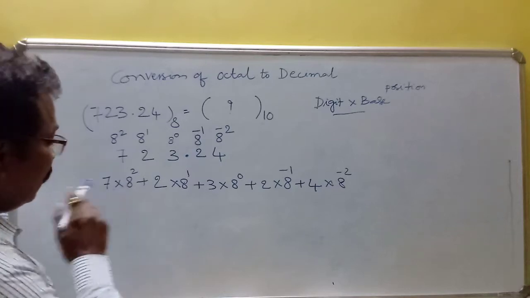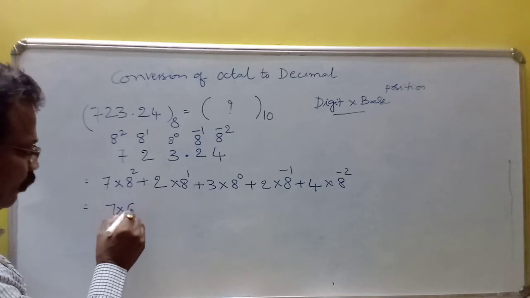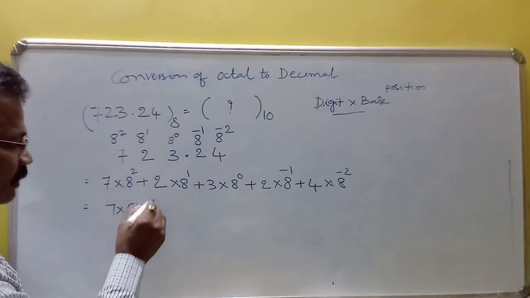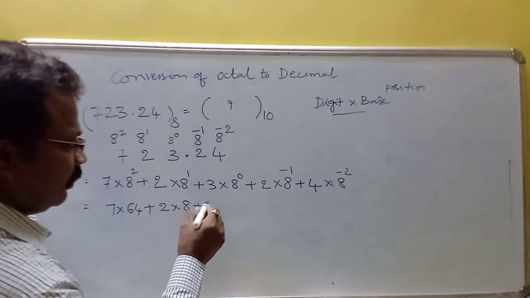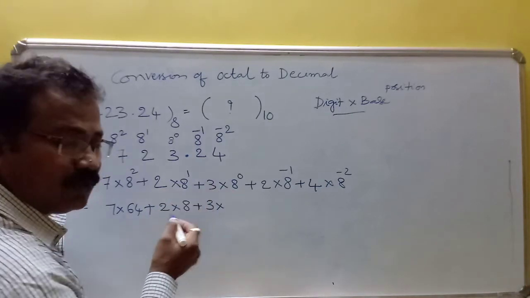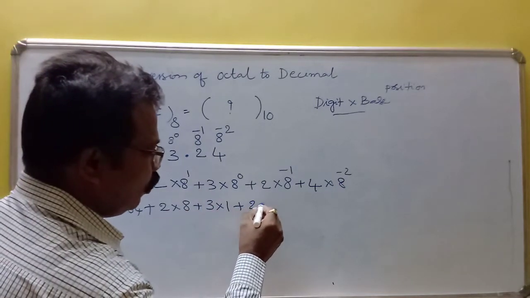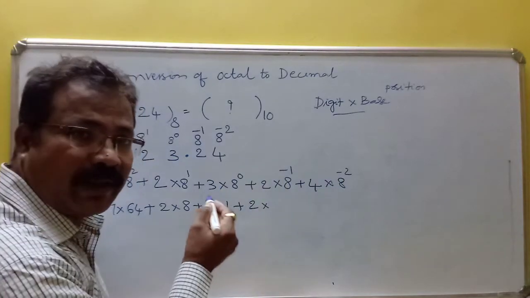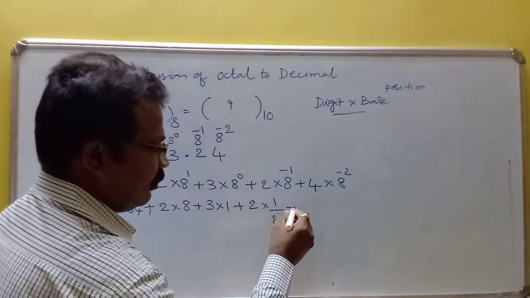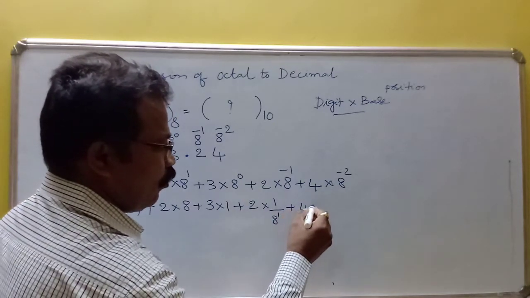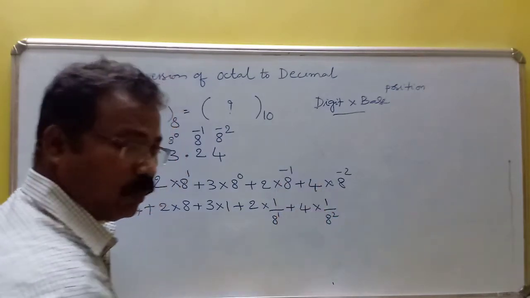Now simplify this one. 7 into 64, 8 square means 64, plus 2 into 8 to the power of 1 means 8, plus 3 into 8 to the power of 0, anything to the power of 0 is 1, plus 2 into 8 to the power of minus 1 can be written as 1 by 8 to the power of 1, plus 4 into 8 to the power of minus 2 can be written as 1 by 8 to the power of 2.